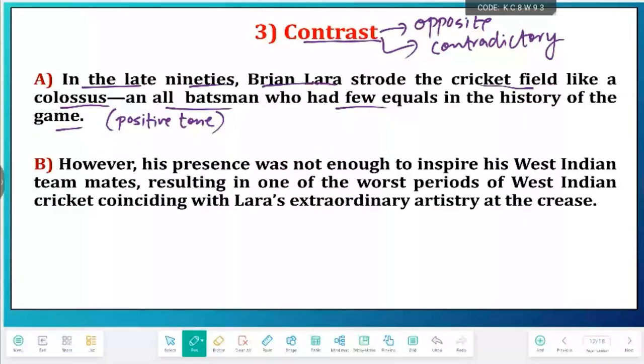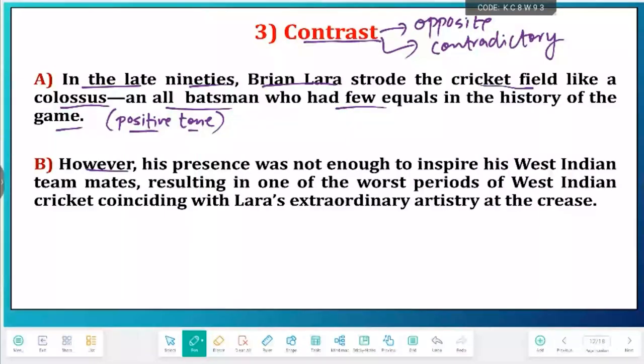After reading the statement, read the statement once again. In the late 90s, Brian Lara strode the cricket field like a colossus, and all batsmen who had few equals in the history of the game. अब ये पढ़ने के बाद आपको क्या समझ में आ रहा है कि ये टोन पॉजिटिव है या नेगेटिव? So definitely the tone is positive. Look at the second statement now. Second statement क्या कह रहा है?